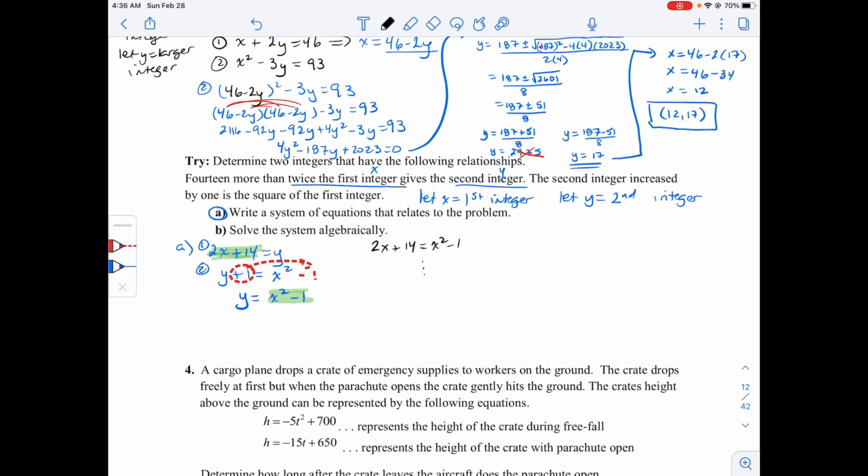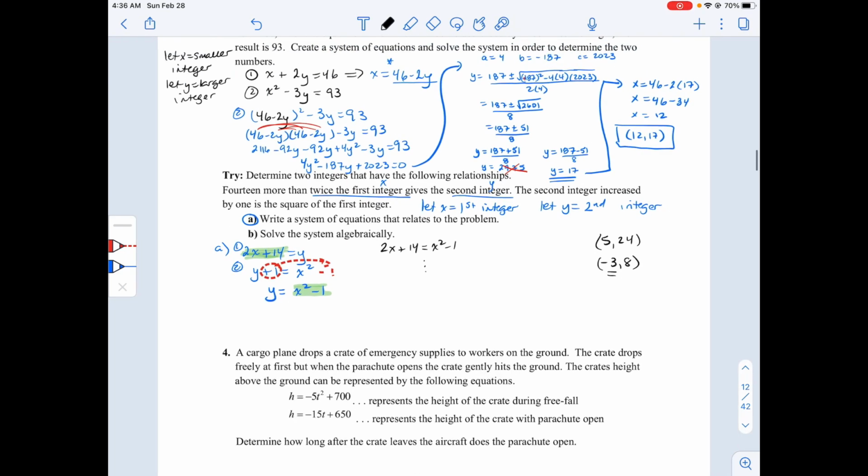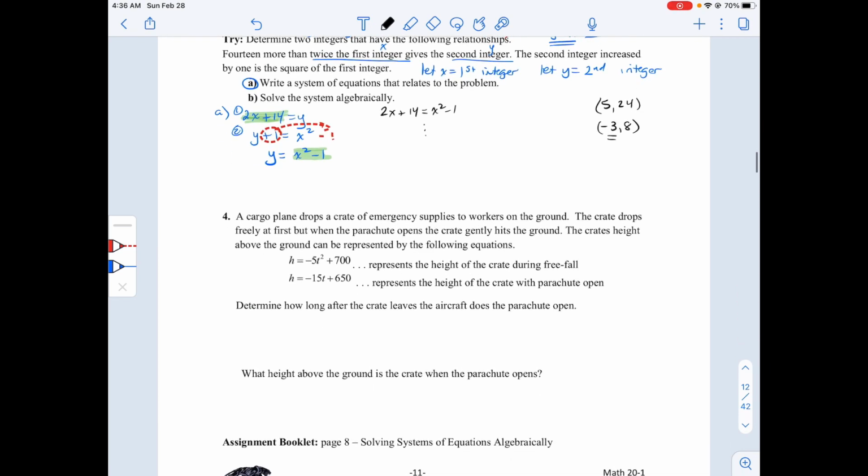And if you want to go ahead and try and solve that as a try, the two solutions that you should end up with would be 5 and -3. And both of those would be accepted because, of course, integers can be negative as well as positive. Okay. Let's look at the last question here. It says a cargo plane drops a crate of emergency supplies to workers on the ground.